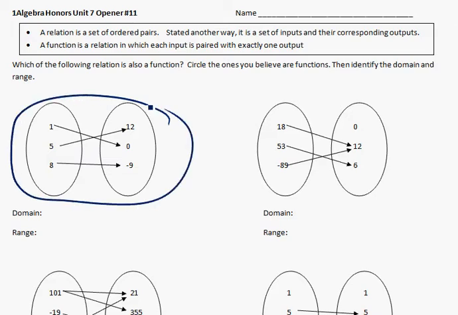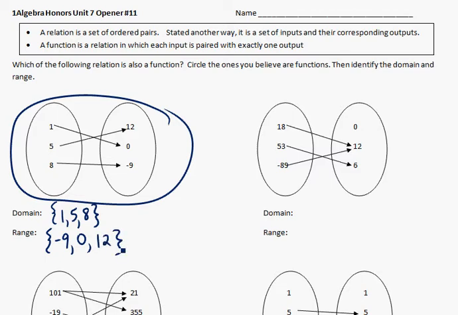When I go to state the domain of that function, the domain is just the set of inputs. So I can use curly brackets to represent a set of numbers. And then I like to list the inputs in order from smallest to biggest. So I'm going to list 1, 5, 8, and close my curly brackets. The range is the set of outputs. I'm going to do the same thing and use a curly bracket and state the numbers in order from smallest to biggest. So it's -9, 0, 12.